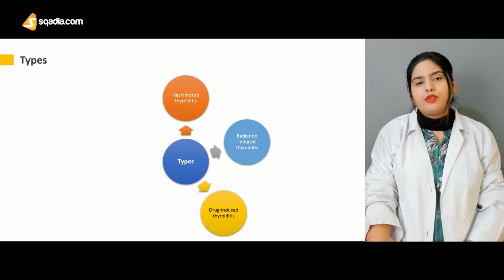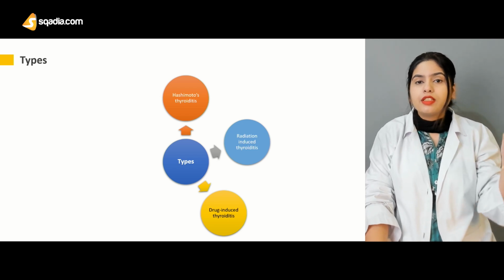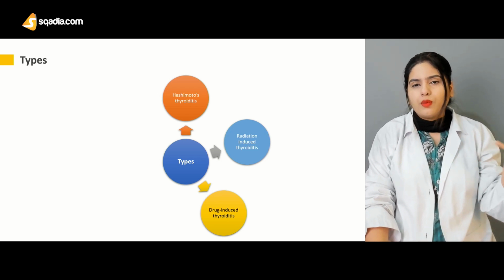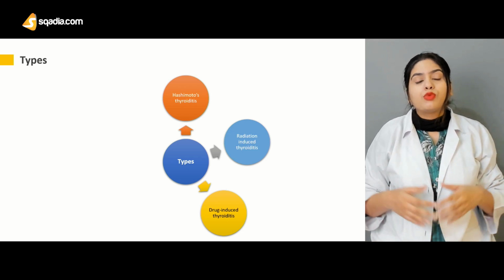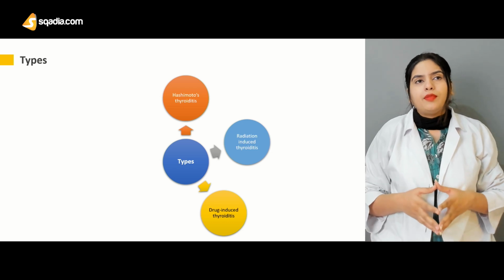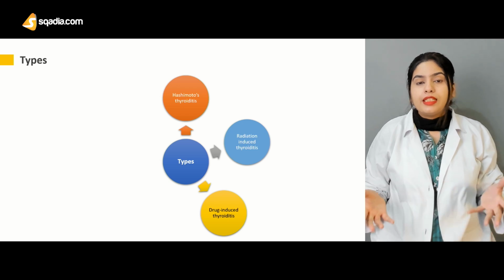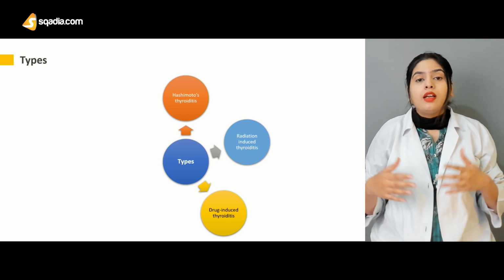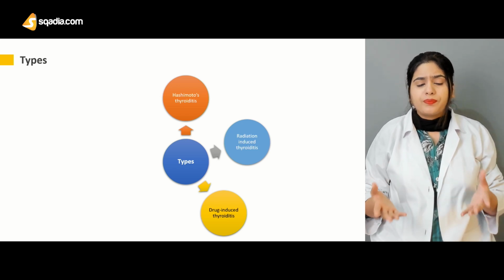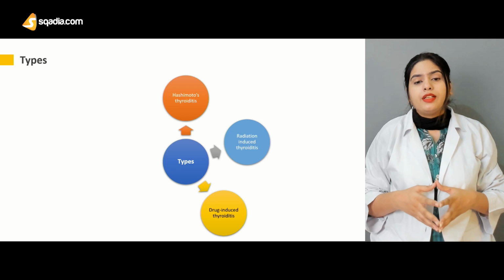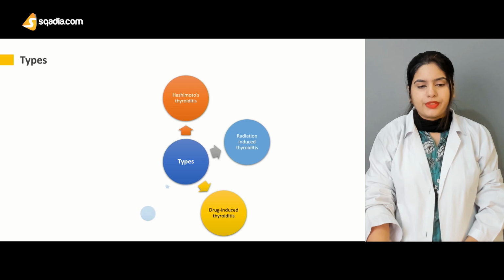Then drug-induced thyroiditis. The name is telling us that the reason behind drug-induced thyroiditis is drugs. Now, what type of drugs? The different therapeutic agents that you are using to treat other diseases. Like cytokines can be the reason behind this, and lithium is a drug that can cause thyroiditis, and similarly interferons can also cause thyroiditis. So there are some agents that can lead to thyroiditis in patients.